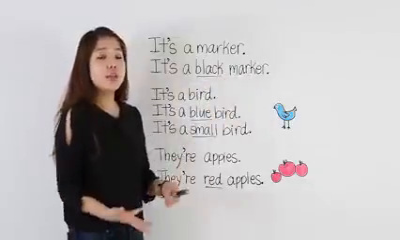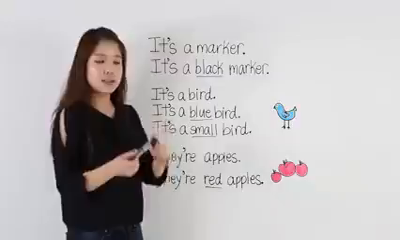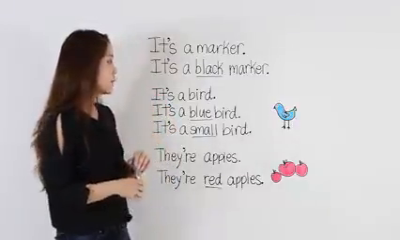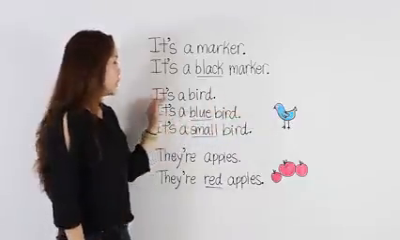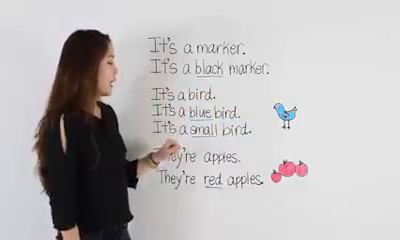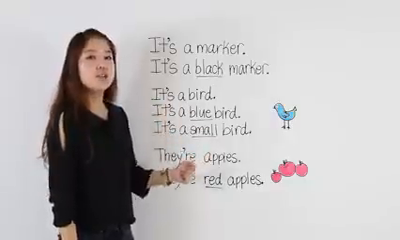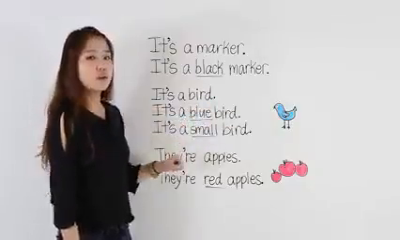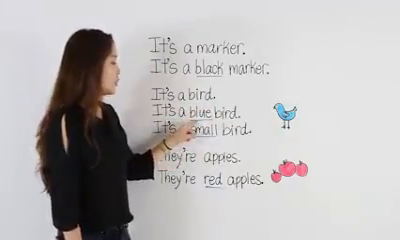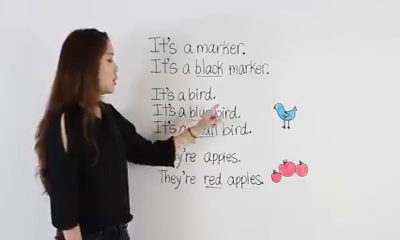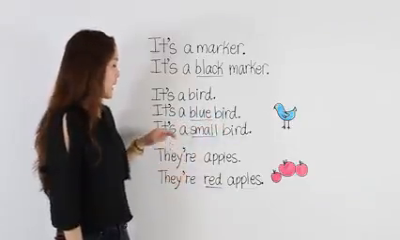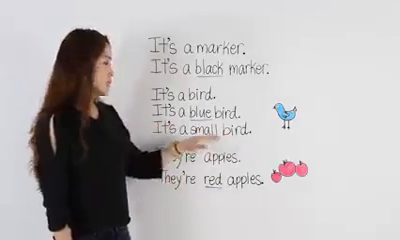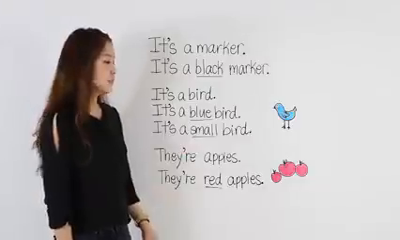Now I can use another adjective to describe its size. It's a long marker. Okay, let's try the next one. Here we have a bird, so it's a bird. Okay, I want to use another adjective to describe the color. So I'm going to say it's a blue bird. Again, you have to put the adjective after the article before the noun. I can also describe its size. It's a small bird. Small is another adjective.